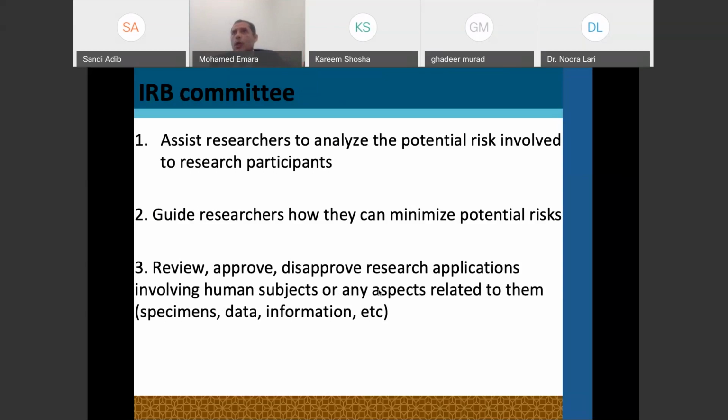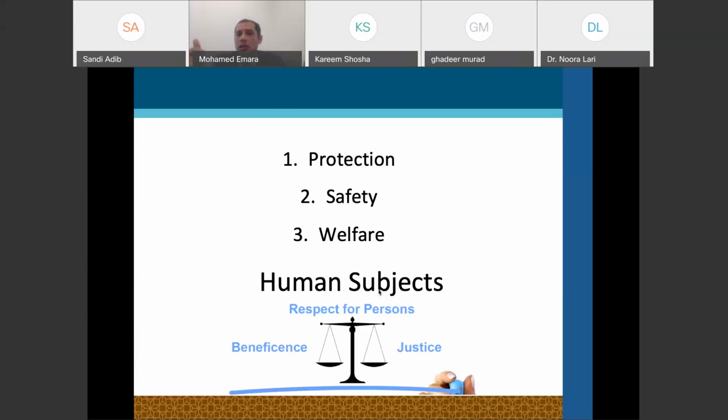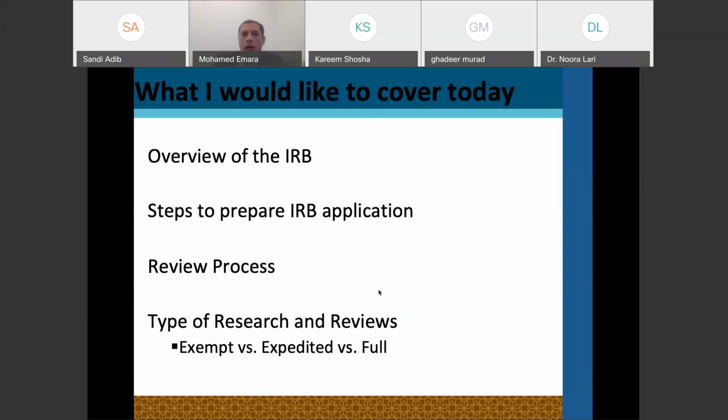This applies everywhere in any IRB in the world, involving human subjects or any aspects related to them, which are specimen, data, information, and so forth. We need also to ensure that the research is conducted in the right way, which ensures, again, what I've mentioned: protection, safety, welfare of the human subjects, to keep this balance of respect, justice, and benefits. So I think I spent some time here giving an overview about the IRB.